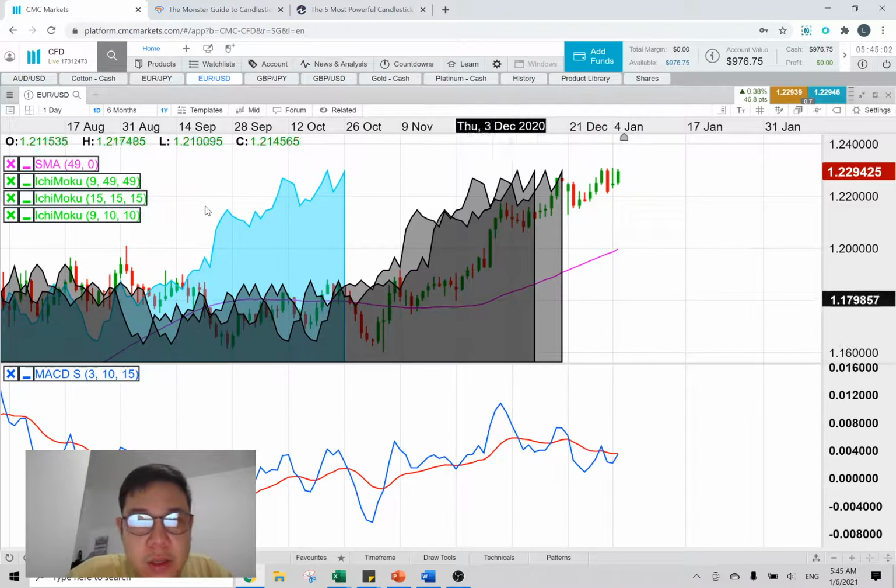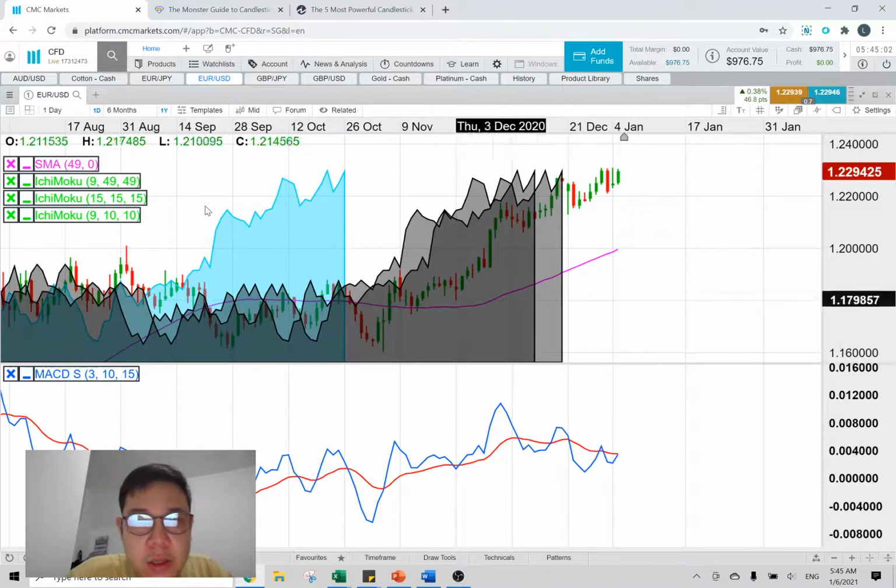Euro dollar is a forex pair, forex currency lah, basically trading currencies. Okay, so don't be too worried about what I use for now. It doesn't matter. I could use euro, I could use cotton, I could use gold, platinum even. So it doesn't matter. Just use euro dollar for now.